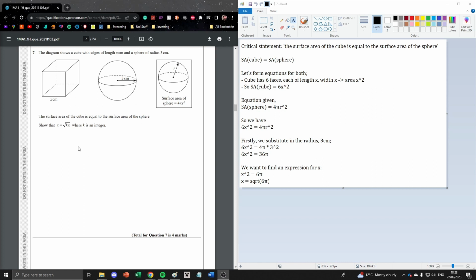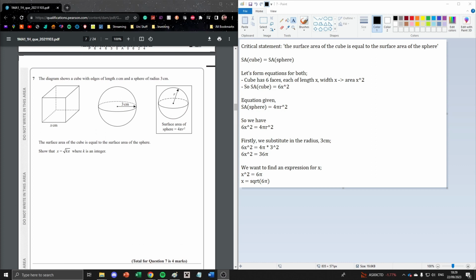Now we want to rearrange for x, which is what we're looking for. So we're going to divide both sides by 6. We obviously know 36 divided by 6 is 6. So x squared is 6 pi. And obviously then, to get to our value of x, we just square root both sides. So we get x is the square root of 6 pi. So obviously, in this case, our value of k is 6.